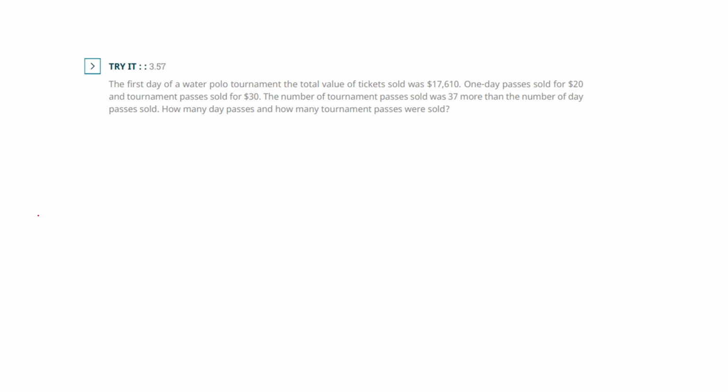All right, same concept here again. What do we have? Is it students and adults? So we have 1 day passes and we have tournament passes, but it's going to be the same idea. So one of them can be built off the other. So let's see. Tournament passes was 37 more than the other. So tournament passes can be built off 1 day passes. And how do we build it? It was 37 more than the 1 day passes.